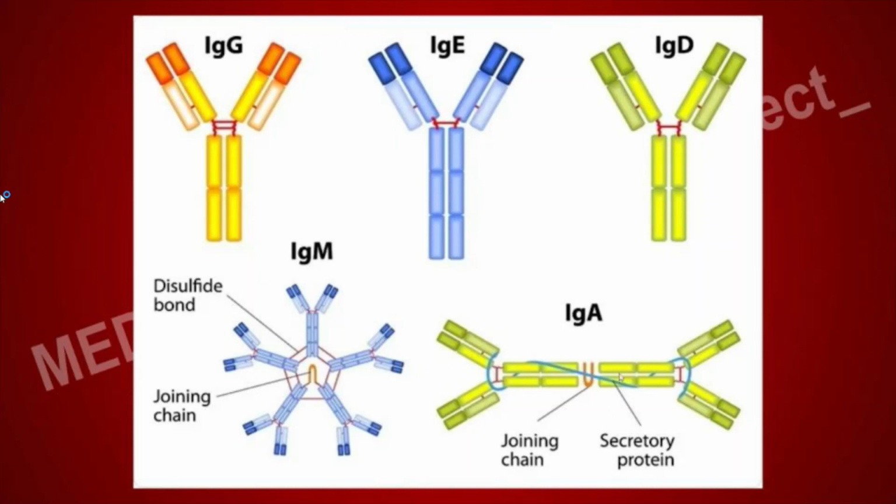The next is the IgA. IgA occurs in the plasma and is also secreted in the tears, saliva, intestinal juices, respiratory secretion, and also in the colostrum, where they provide localized immunity.